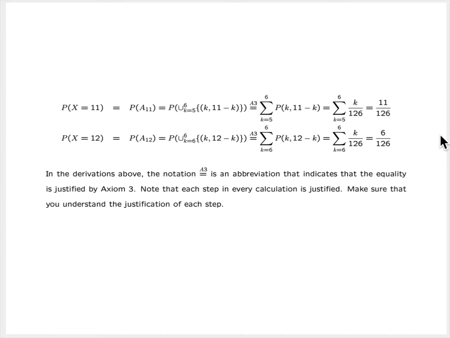Now, we've derived the probability for x being equal to each of the values in its sample space, and every step in each calculation is justified. All right, and that's important. This is a theory class, and what we're focusing on is being able to justify everything that we do. All right, and so make sure that you understand the justification in each one of these steps.